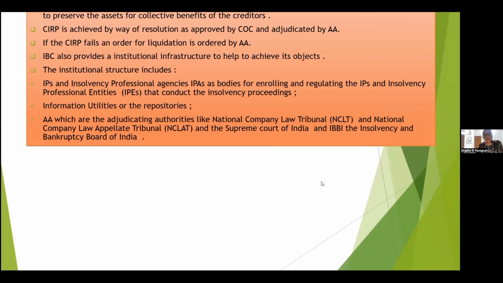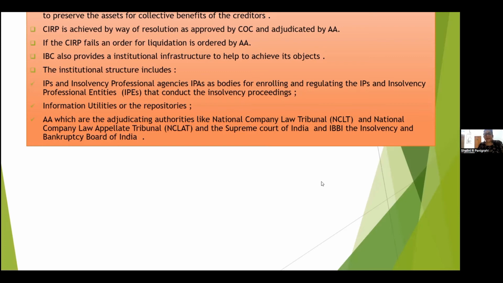It contains the interim professionals, insolvency professional agencies, which are controlling and regulating these insolvency professionals who will conduct the IBC proceedings, and insolvency professional entities. So this code also contains the organization of these professionals. What will be their qualification, who will pay them salary, how they will be appointed, everything is given under this code. Then, one of the important pillars of this IBC code is information utilities. Whatever information the creditor is supplying will be stored under the information utilities.